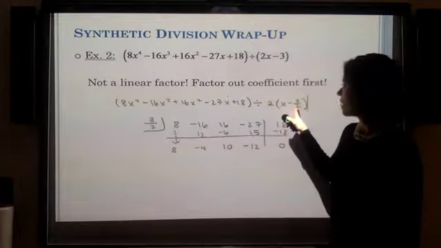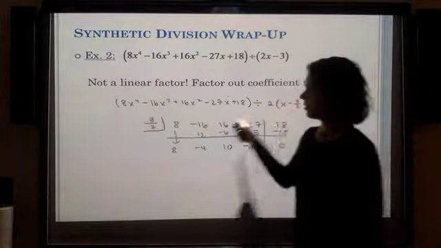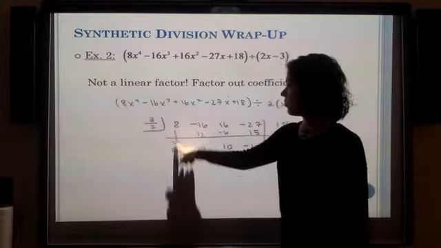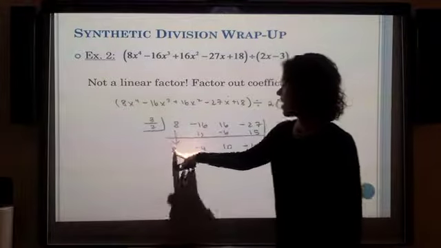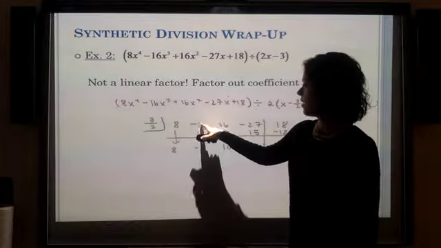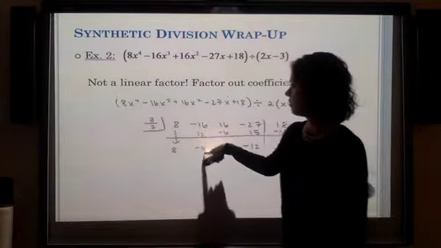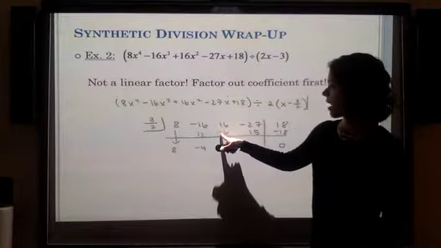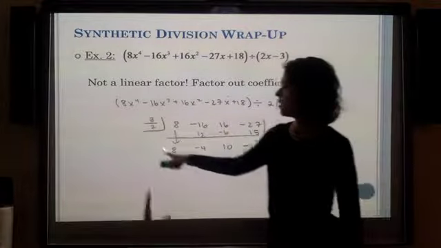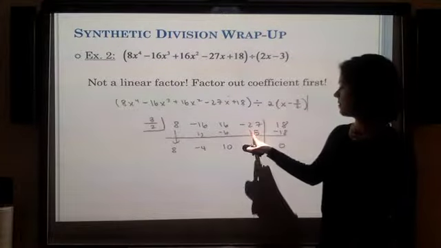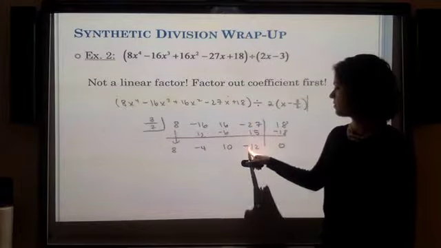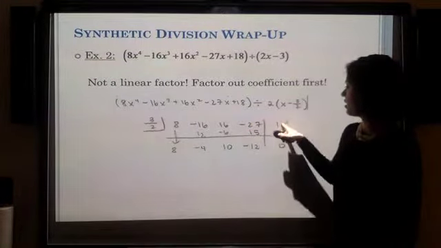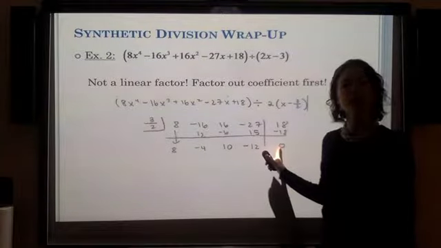And then since we have x minus 3 halves as our factor, that would have a root of 3 over 2. So we put that outside, bring down the 8, multiply 3 halves by 8, you get 12. Add negative 16 and 12, you get negative 4. 3 halves times negative 4 is negative 6. Add those up, we get 10. 3 halves times 10 is 15. Negative 27 plus 15 is negative 12. 3 halves times negative 12 is negative 18. Add those up, you get a remainder of 0.